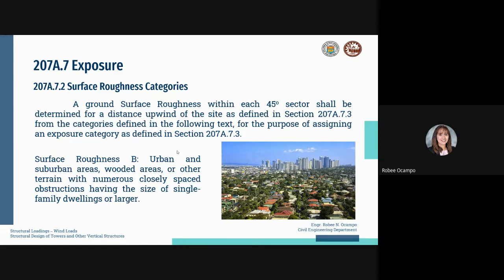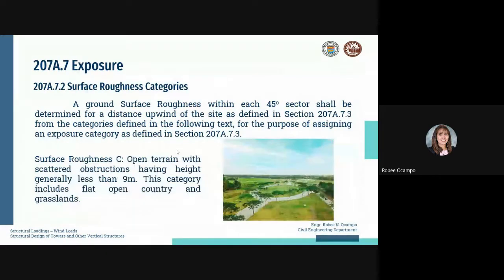So in the towns, in the cities, even in wooded areas, anything that has much more obstruction, we're going to use surface roughness B. Okay. For C, the surface roughness C includes open terrain with scattered obstructions having height generally less than 9 meters. So this includes grasslands, open areas, country lands. This kind of area falls under surface roughness C.